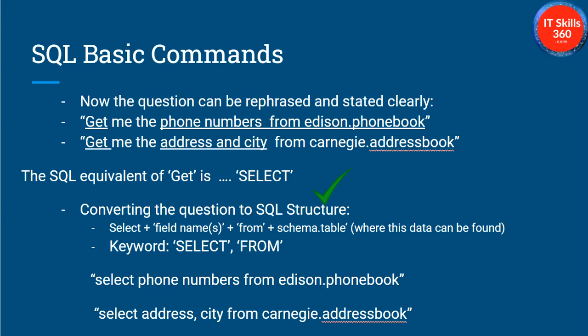If you have multiple fields to bring in, we can say select address dot city from Carnegie.address book. We can bring two different fields, and if there are multiple fields, you can separate them with a comma, as many fields as you want. So select address, comma, city, comma, zip, let's say, from Carnegie.address book. What you just saw, select, field name, from, schema.table, is how you write a select statement, and that is nothing but a SQL query.